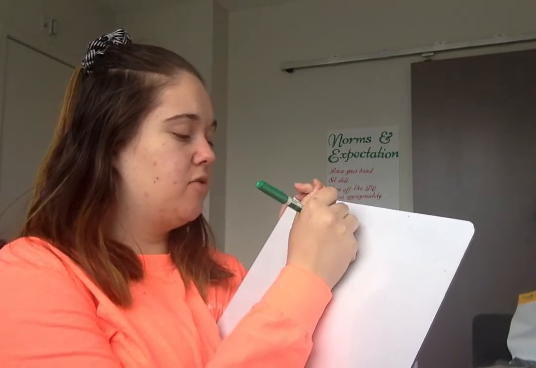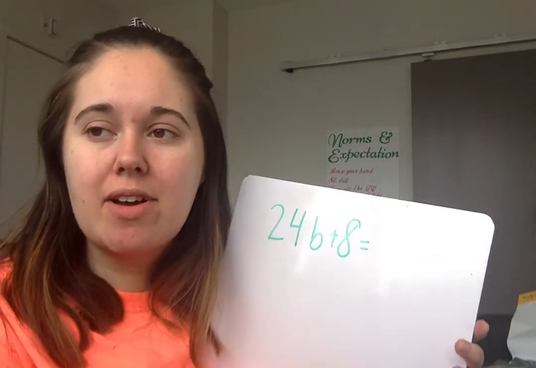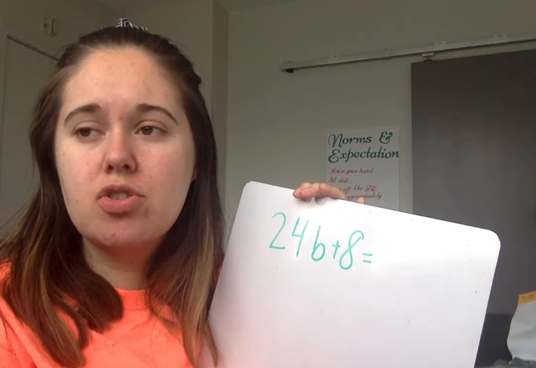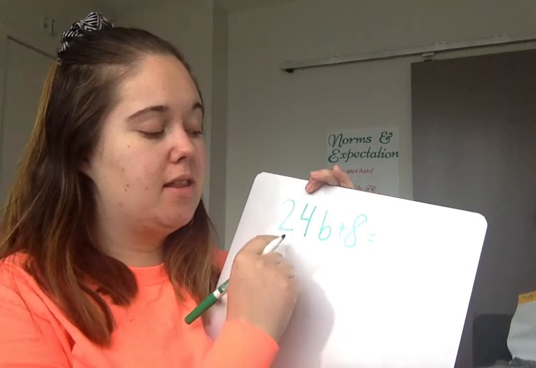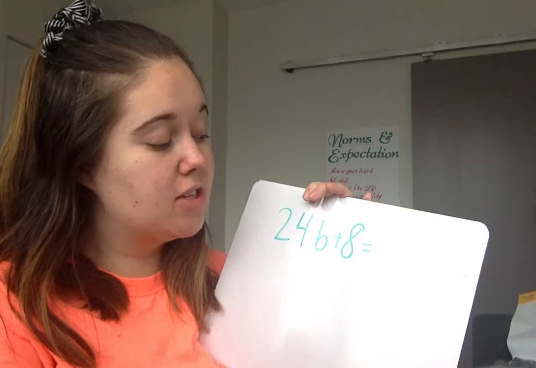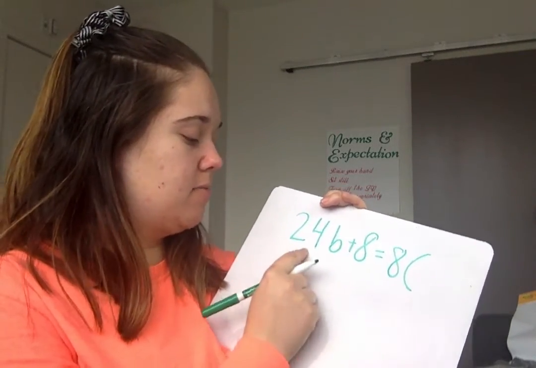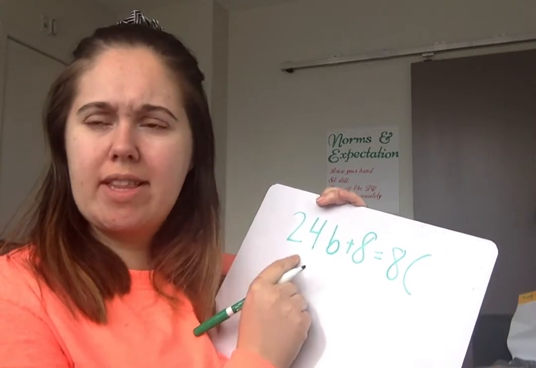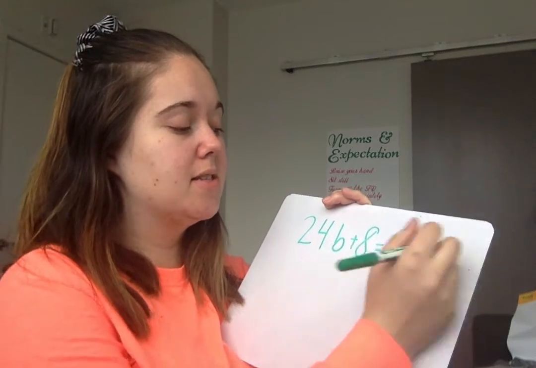Almost done. Only one problem left. It's 24b plus 8. Ooh, that 8 doesn't have a variable, but that's okay. So I'm going to first look at expanding each term. But I do see already 24 and 8 have a common factor. The greatest common factor between those is 8. So it's 8 times 3b, since 8 times 3 is 24, plus 8 times 1, which is 8.